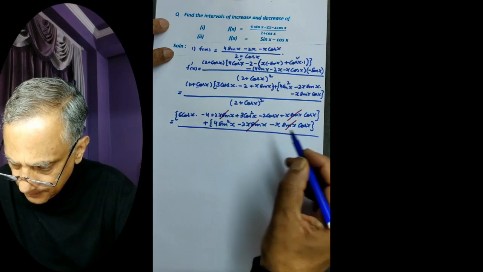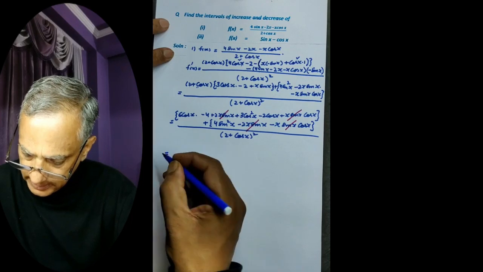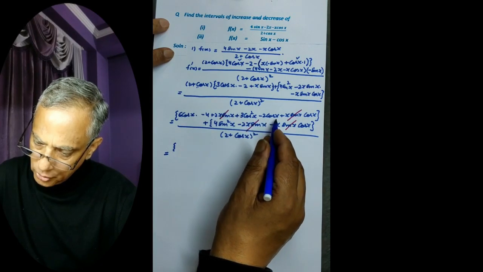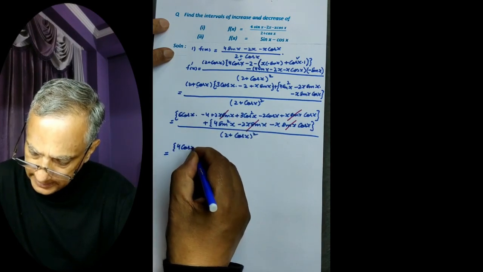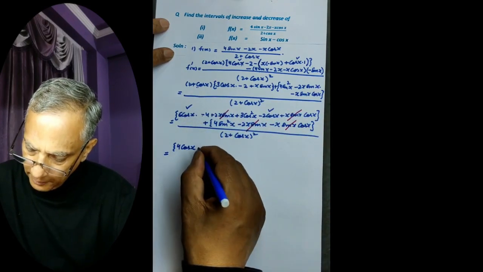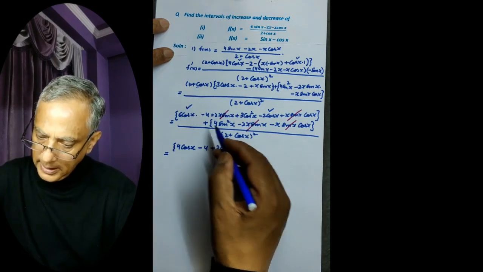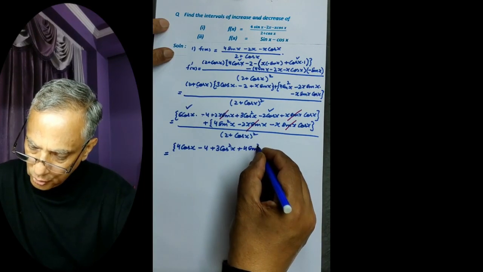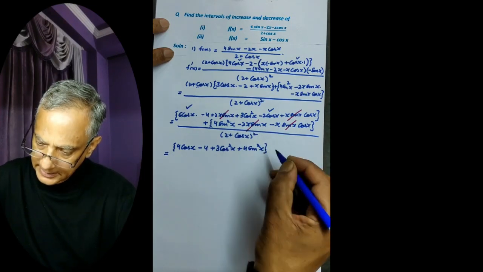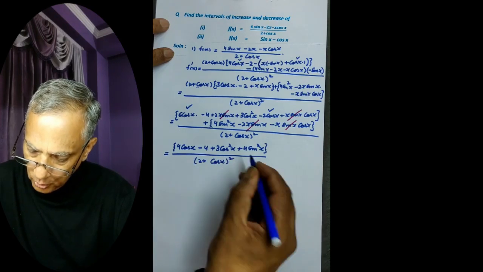The denominator is (2 plus cos x) whole square, and this is equal to 6 cos x minus 2 cos x. This is 4 cos x. This and this minus 4 plus 3 cos square x, and this is plus 4 sine square x. One term from this bracket. This divided by (2 plus cos x) whole square.